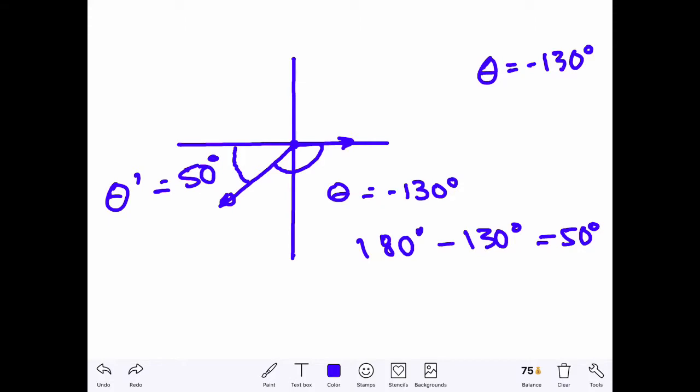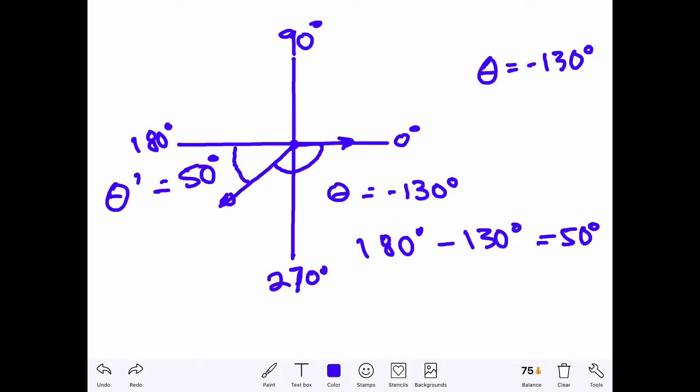Here, 180, 90, 270, and 0. So we need to pay attention to which direction we're moving. Remember, if it's negative, we want to go clockwise, positive, counterclockwise. And then, if we're having trouble determining what the actual reference angle is, we might need to do 180 minus that angle, perhaps.